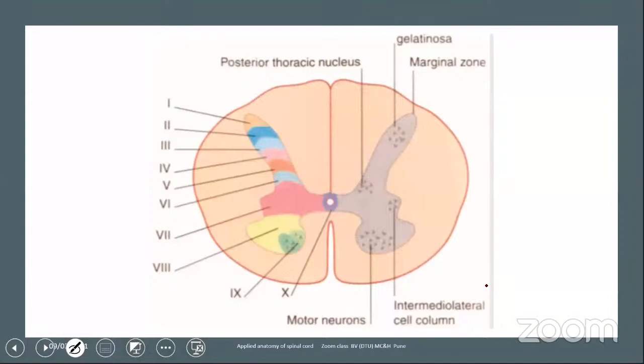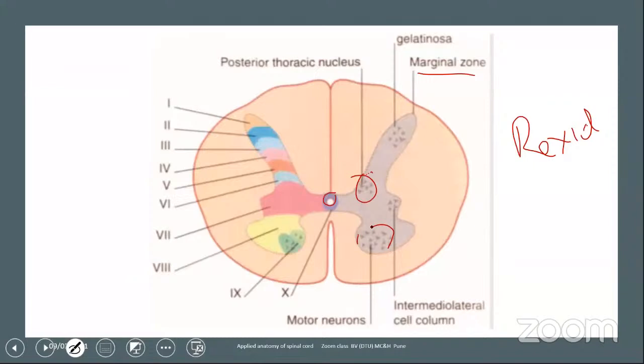They're called Rexed laminae. Rexed laminae are the gray matter columns which are present, and you can see 1, 2, 3, 4, 5, 6, 7, 8, 9, and 10. And 10 is all around the central canal, and this is the posterior thoracic nucleus or Clarke's nucleus. This is the substantia gelatinosa. These are the marginal zones. These are the intermediate lateral columns, and these are the ventral horns and the anterior horn cells. So this is the distribution of the gray matter of the spinal cord.